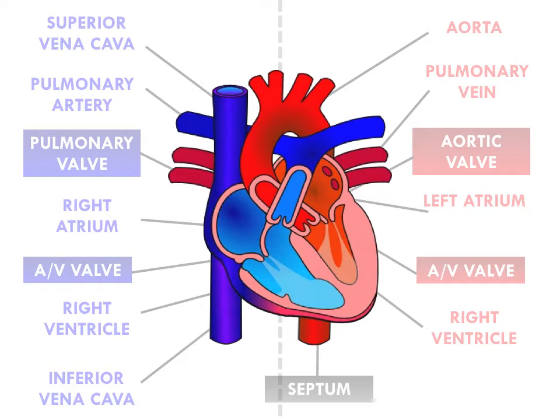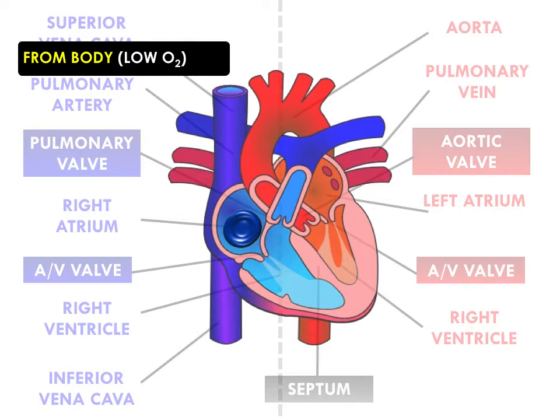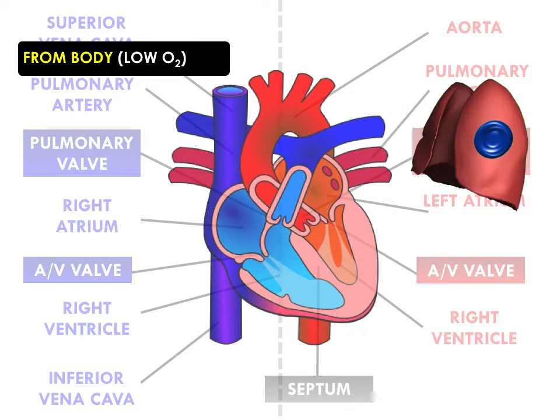So blood will enter from the superior vena cava and inferior vena cava into the right atrium. At that point, it will be low in oxygen. From the right atrium then, it'll go through the AV valve to the right ventricle. From the right ventricle, it'll then pass through that pulmonary valve, go to what is considered the pulmonary trunk. From there, it'll move into the right and left pulmonary arteries and move into the lungs.